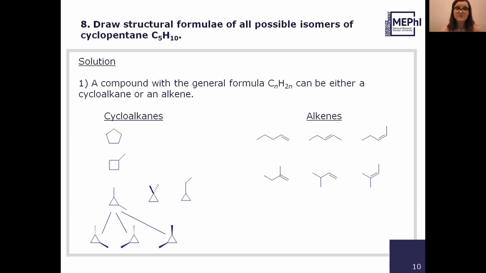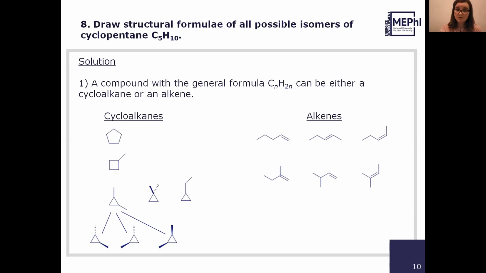Number 8, we have to draw structural formula of all possible isomers of cyclopentane. First of all, we have to decide to which classes this substance can belong. It can belong to cycloalkanes or to alkenes because the number of hydrogen is twice the number of carbons.